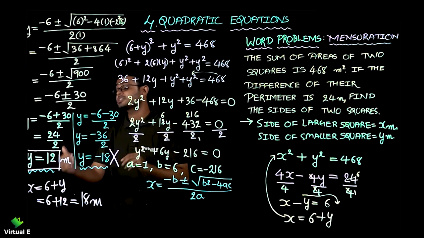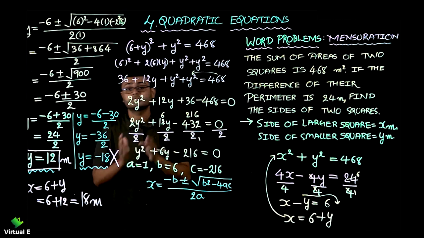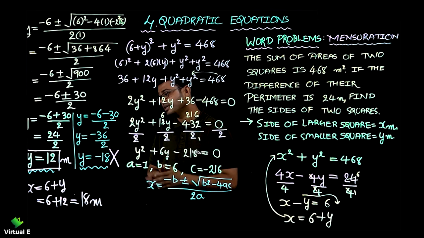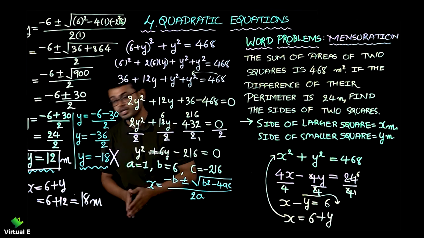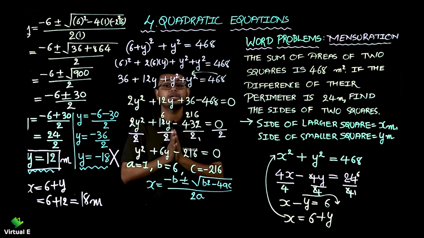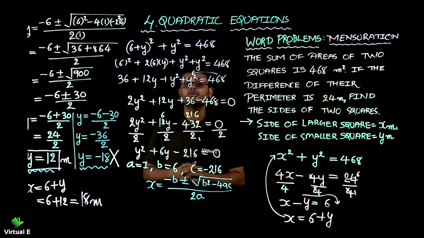Get your solutions. Then check which of them is possible and which is not. If it is not possible, discard it. Then consider the final one. Substitute the values and get your answer. So this is how we solve sums related to mensuration.